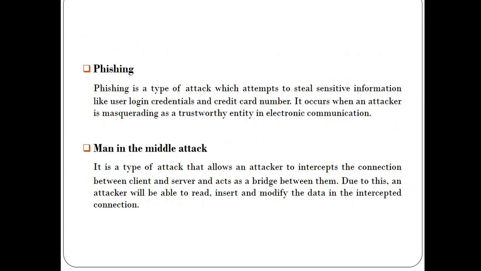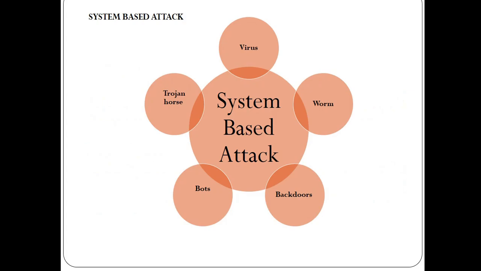Next is man in the middle attack. It is a type of attack that allows an attacker to intercept the connection between client and server and acts as a bridge between them. Due to this, an attacker will be able to read, insert or modify the data which is transmitting from sender to the receiver. In between this time, the data can be modified by a third party, which is called man in the middle attack.